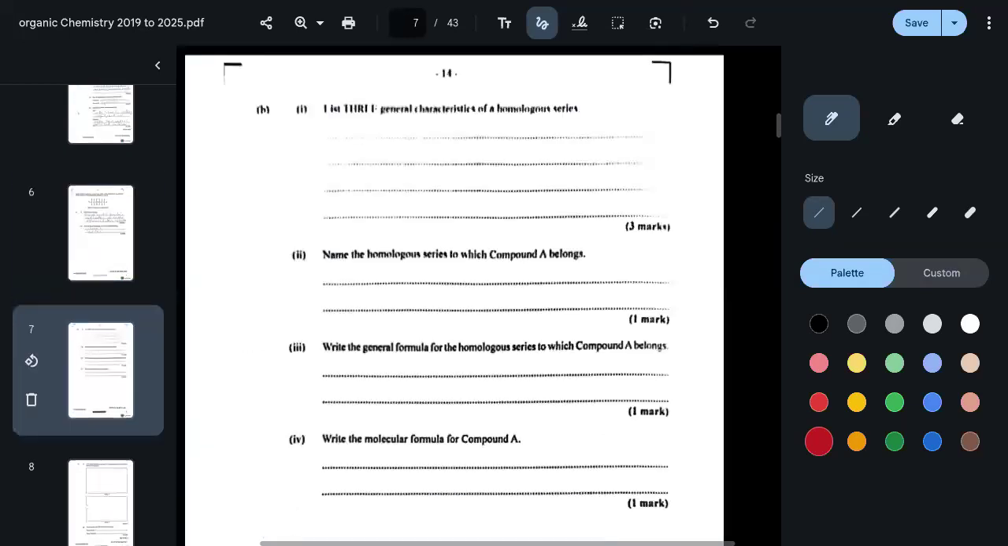So next page now. List 3 characteristics of a homologous series. I won't write on this page, but just tell me them again. So what are 3 characteristics of a homologous series? Same functional group, same general formula, and similar chemical properties. Right, nice.